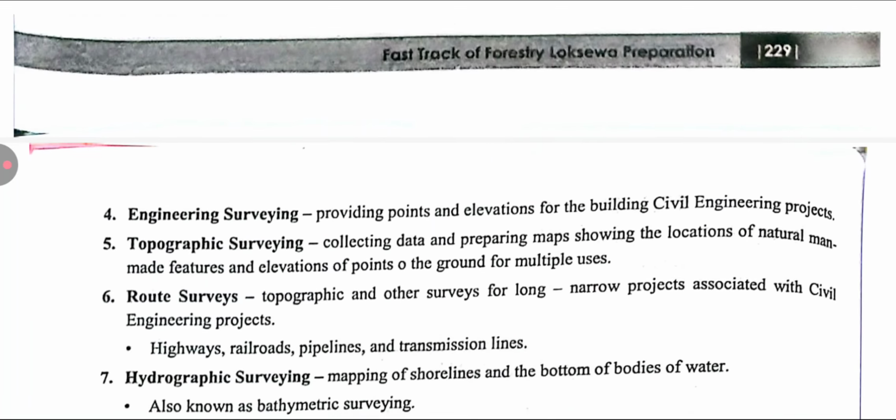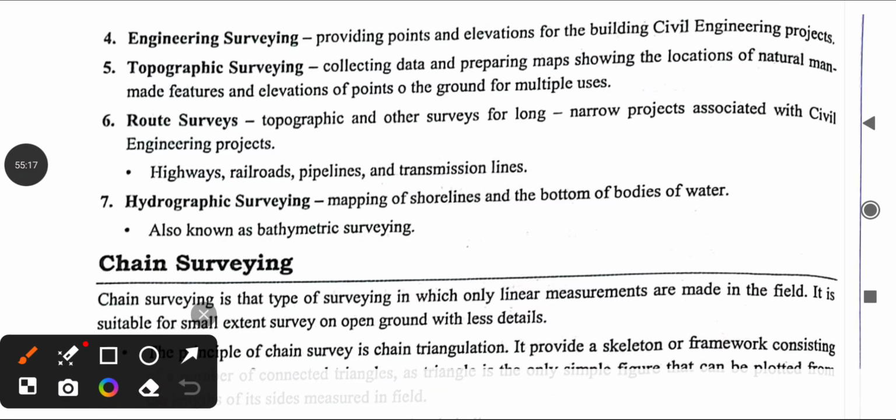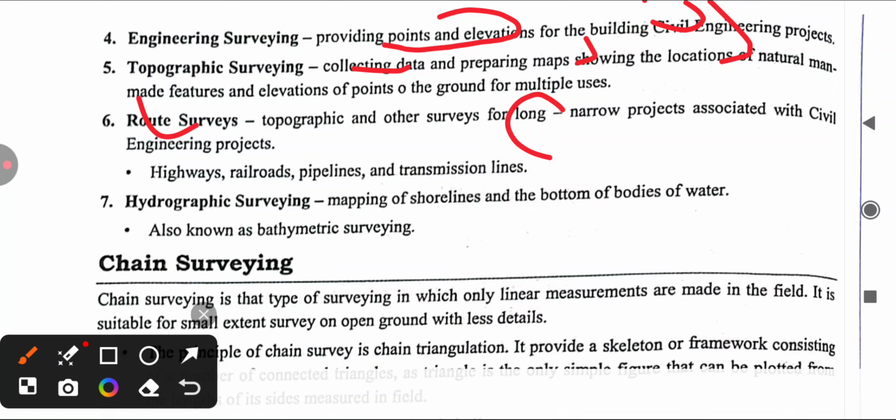Okay. And अर्को छ engineering survey, providing potential points and elevation for building and civil engineering projects. Topographic survey, collecting data and preparing a map showing the location of natural and man-made features and elevation of points on the ground for multiple use. Route survey, topographic and other survey for long narrow projects associated with civil engineering: highway, railway, railroad, pipeline, and transmission line.